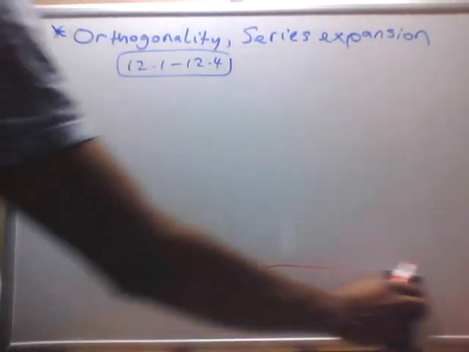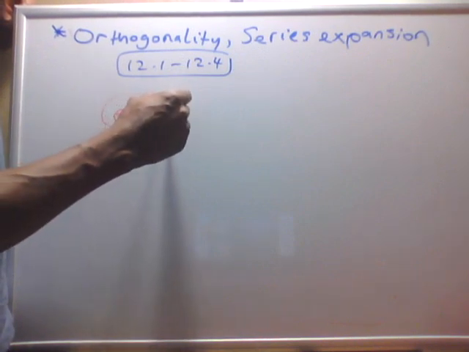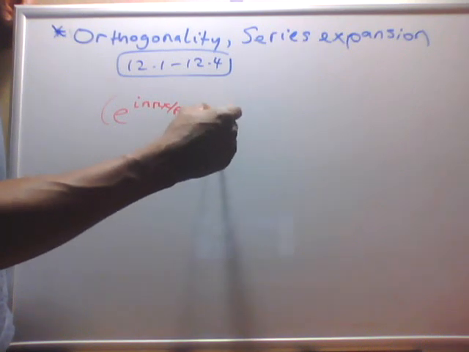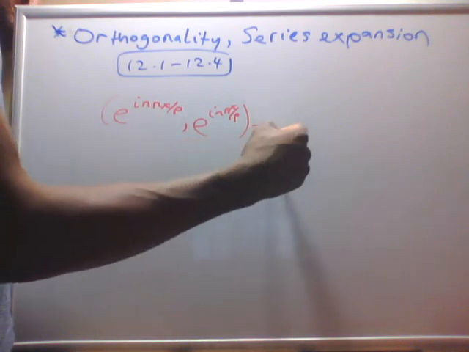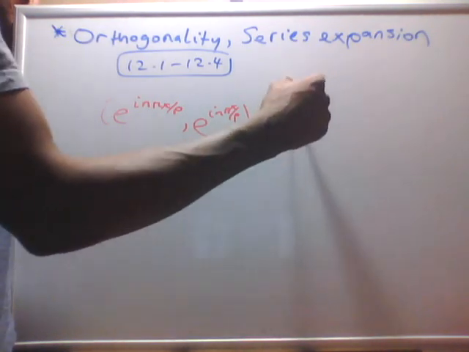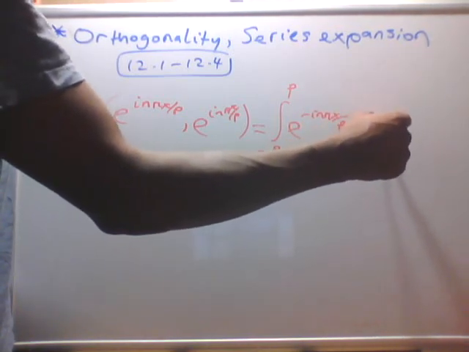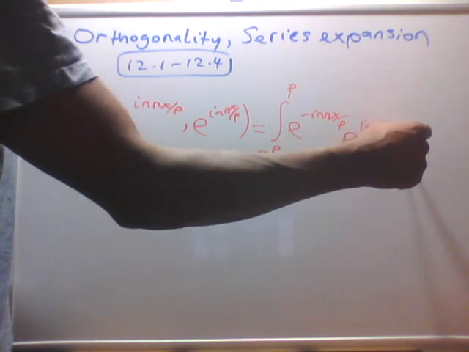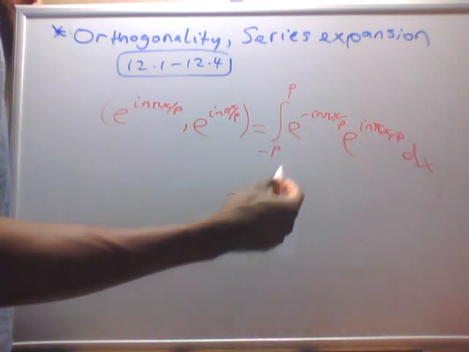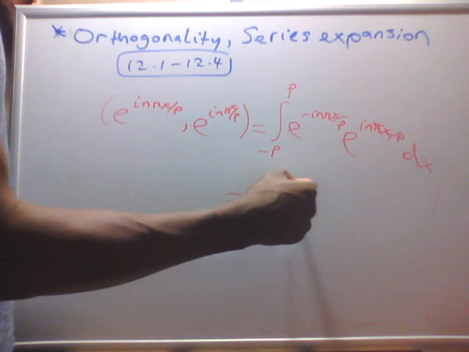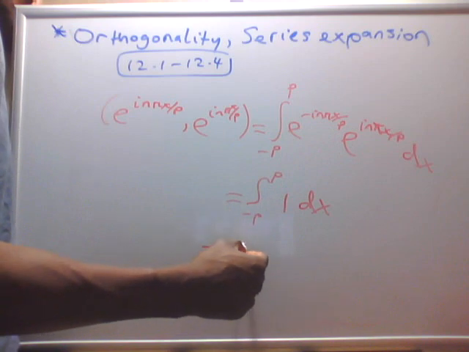If m equals n, then I get e^(i n pi x over p) times e^(i n pi x over p), which is e^(i n pi x over p) times the complex conjugate of that, e^(-i n pi x over p), dx. So this times this is e to the 0, right? Minus p to p, 1 dx. E to the 0 is 1.